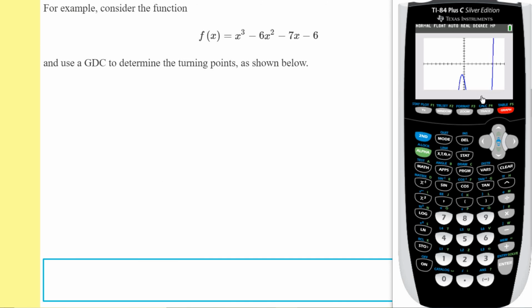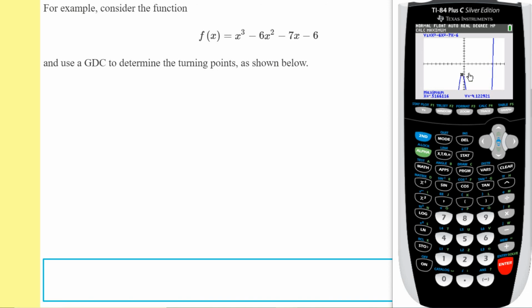Okay, so here we have a maximum here. We can go ahead and find that maximum by doing second trace. So do number 4, do the left-hand side of it, do the right-hand side, and guess. And there we have our maximum point.